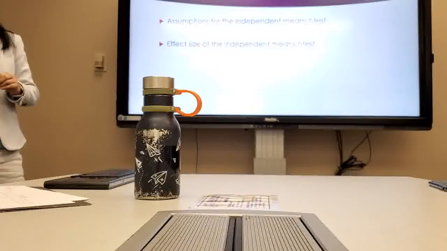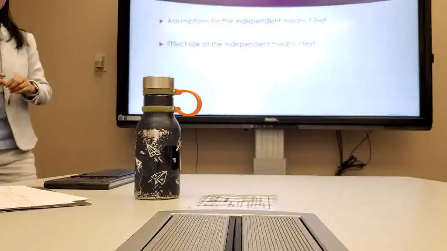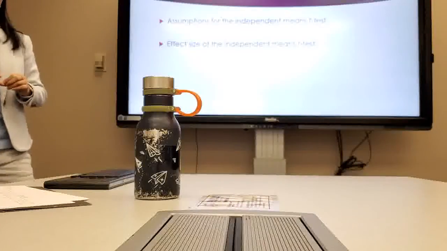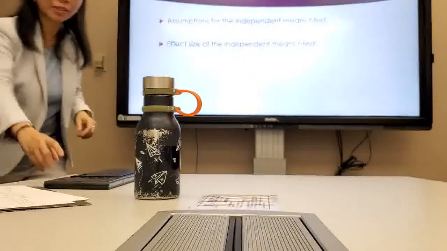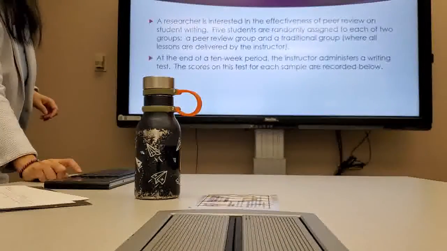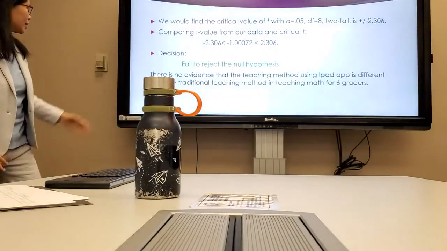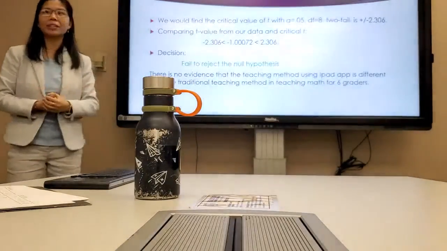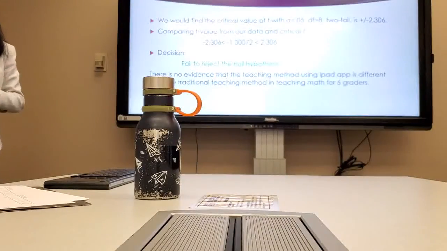How do you interpret the result? What does the result mean? In the previous activity, here is the decision: we fail to reject, and we interpret it as no evidence that the teaching method is different from the traditional teaching method in teaching math for 6th graders.